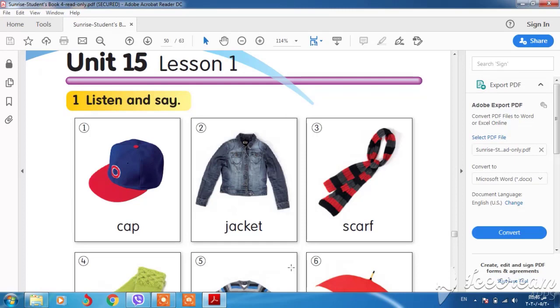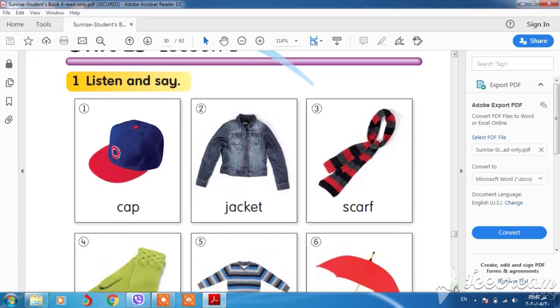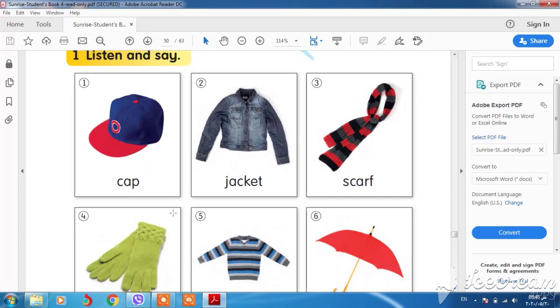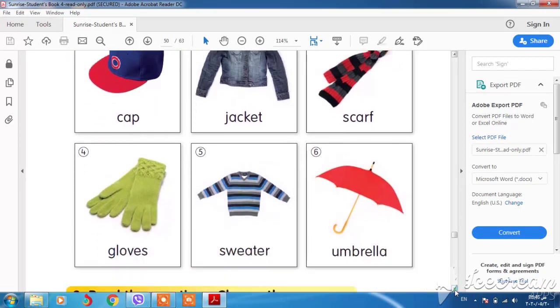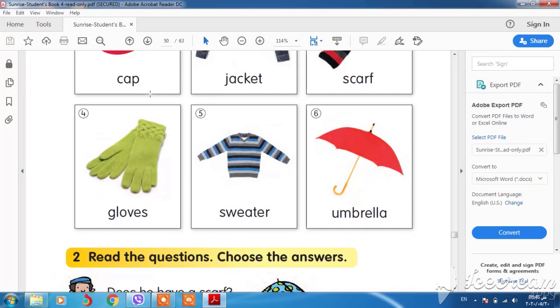Open your book, page 50. We will talk about unit 50, lesson 15, lesson 1, okay? It's about the present simple, and we use do and does for the question, okay? We have some pictures here: cap, jacket, scarf, gloves, umbrella and sweater, okay?